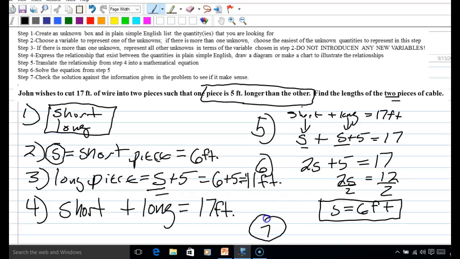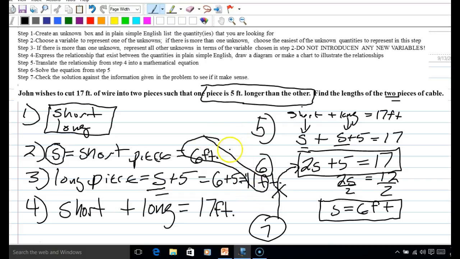Now step 7, I don't actually show you that. What I say is check the solution against the information that's given in the problem and see if it makes sense. Now notice I did not say check the solution in your equation. I did not say that. And the reason that you do not check it here is if you derive the wrong equation, but you solve the wrong equation correctly, it's going to check out. The left side is equal to the right side, but it may not make sense. So you check the solution against the information that's given in the problem.